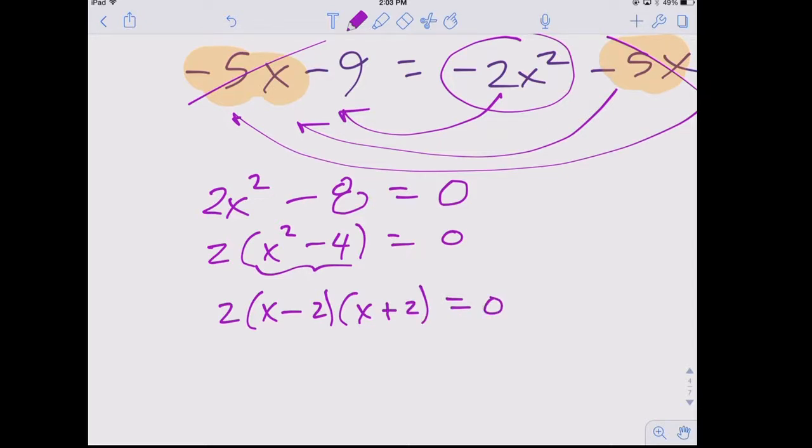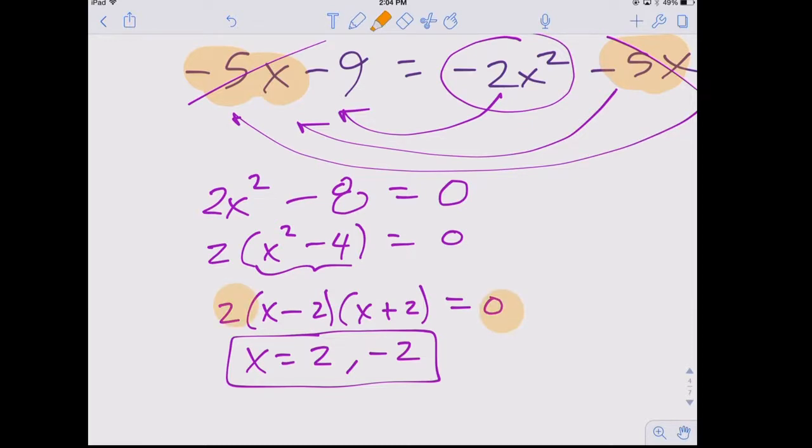So really, there should just be 2 and negative 2. It looks like there's 2 solutions. Because the 2 in front, remember, wouldn't be a 0. We're just looking for the variables.